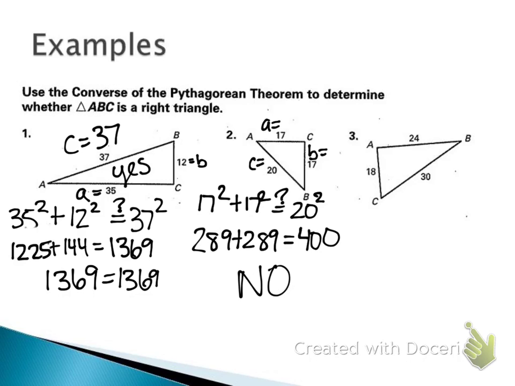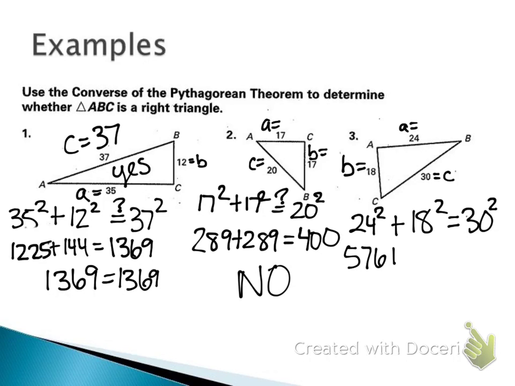All right, on number 3, what does C have to be? 30, the longest side. A and B can be the other two sides. 24 squared plus 18 squared equals 30 squared. What is 24 squared? 576. 18 squared. And 30 squared. If I add 576 and 324, what do I get? 900. Is this a right triangle? It is.